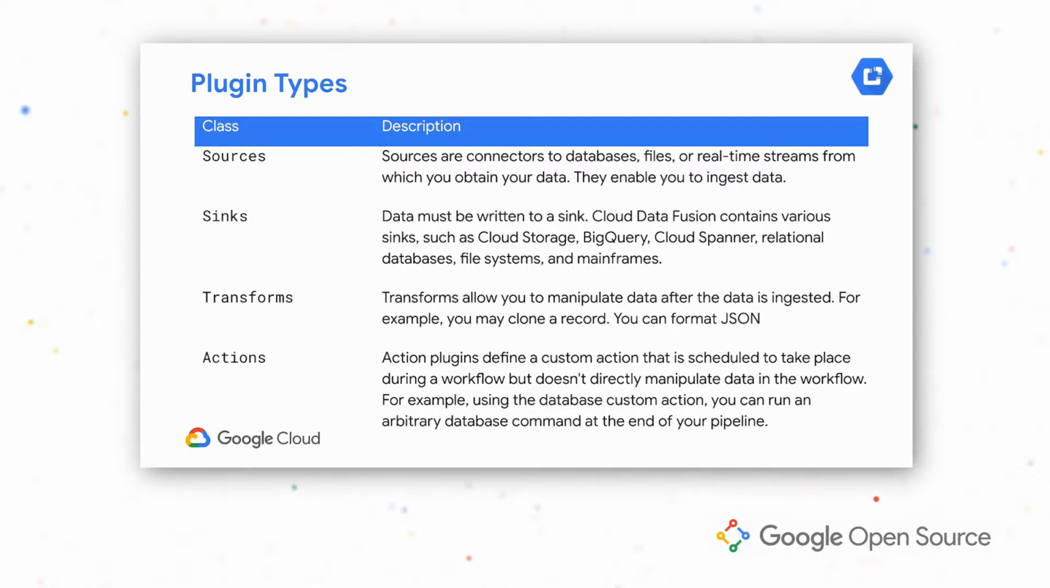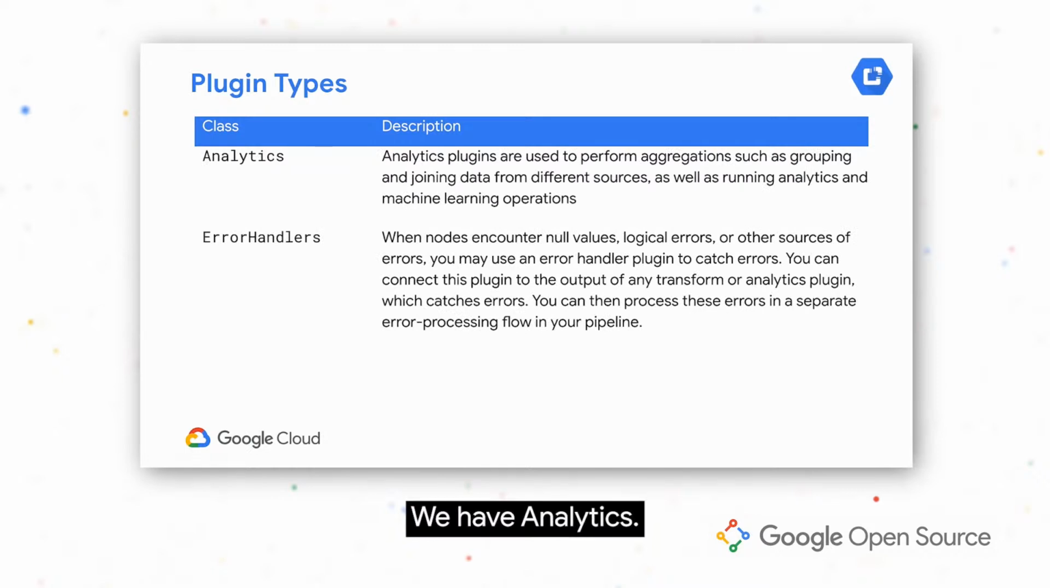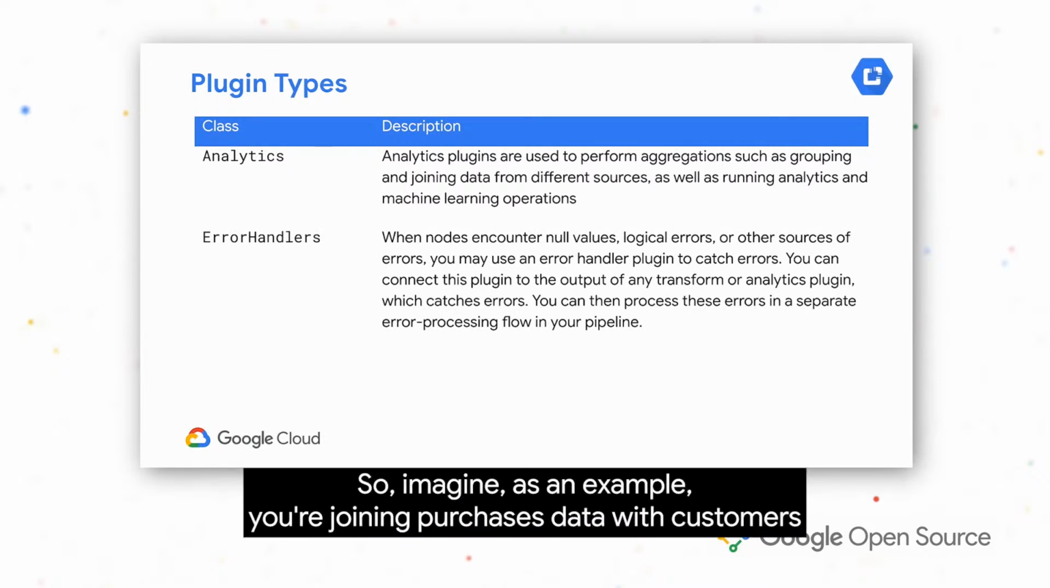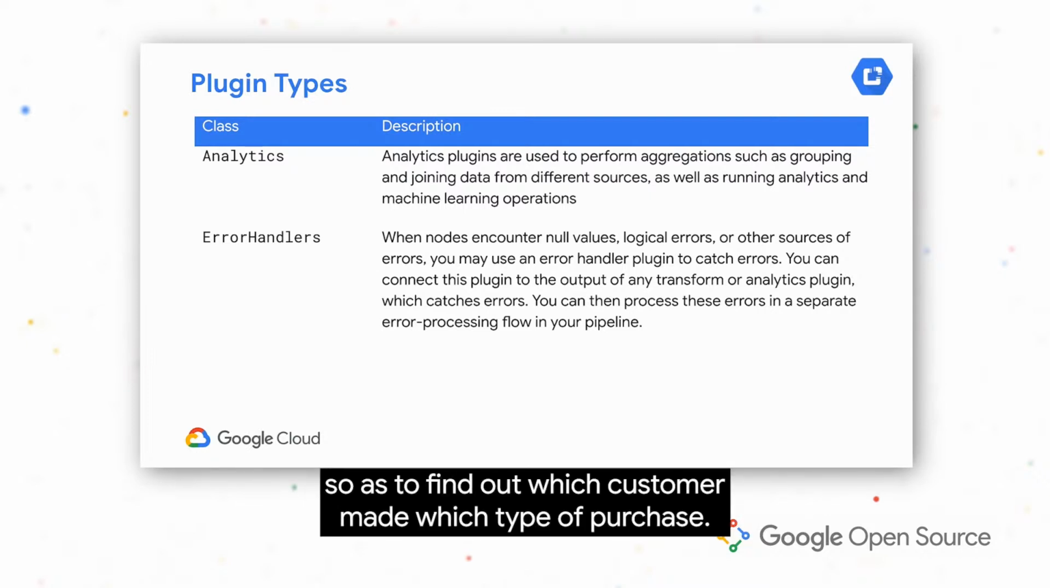We have analytics plugins. These are used to join data. Imagine, as an example, you're joining purchases data with customers to find out which customer made which type of purchase.